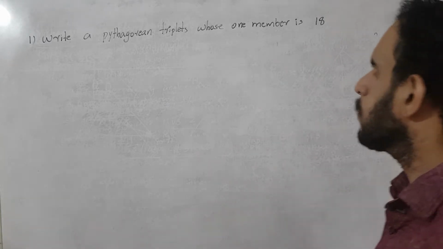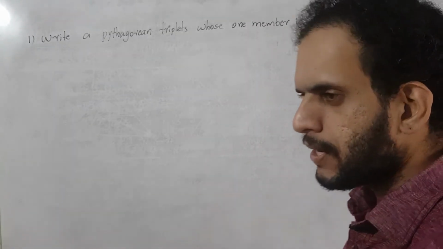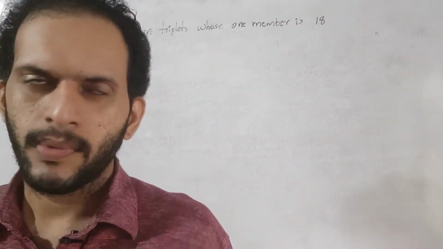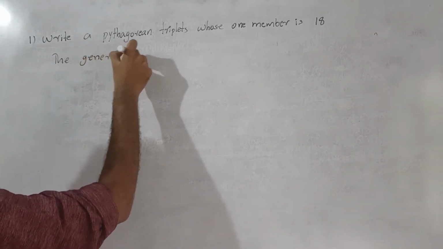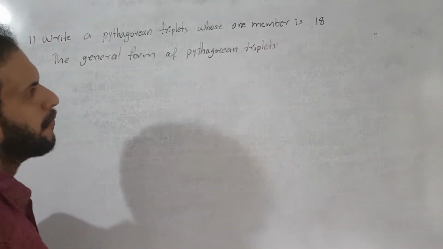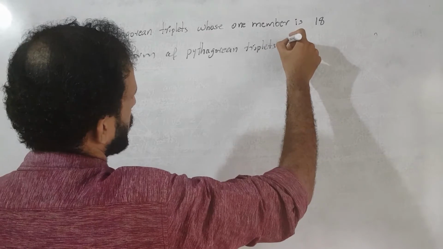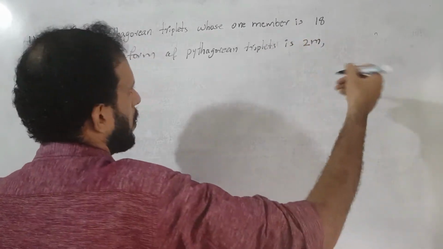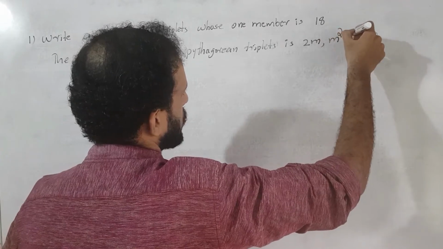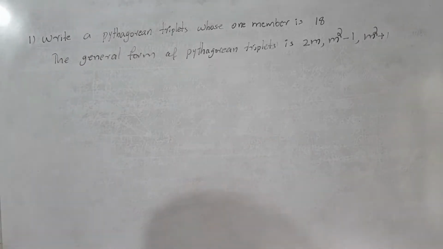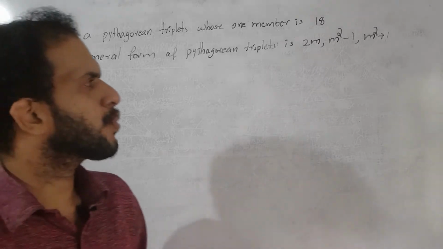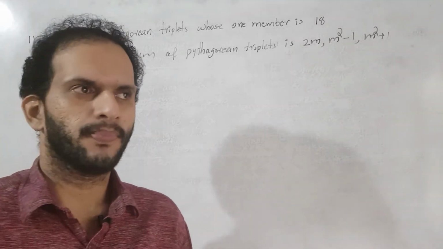Okay. Then here one member is given, 18. Then how do we find the other numbers? That is very easy. First we write the general form. The general form of Pythagorean triplet is 2m, comma, m square minus 1, then m square plus 1, correct? The general form of Pythagorean triplets is 2m, m square minus 1, m square plus 1.